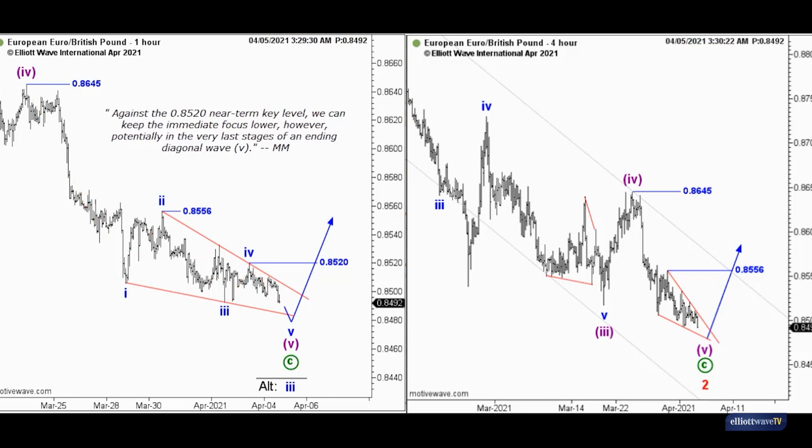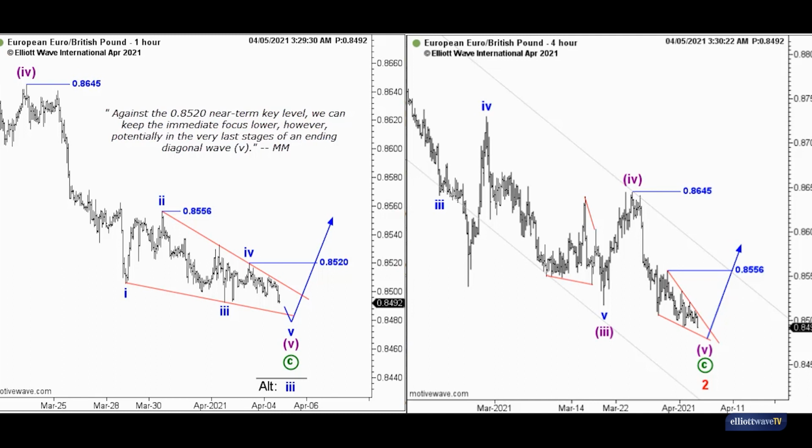The guidelines associated with the diagonal pattern suggest the reversal from it will be swift and dramatic, and we expect a quick return to the origin of the pattern. That will often occur in 1/3 or 1/5 of the time it took for the pattern to unfold. So from this chart you can see that we are counting the pattern to have unfolded from the 0.8645 high, wave 4, and now we're considering the late stages of an ending diagonal are unfolding.